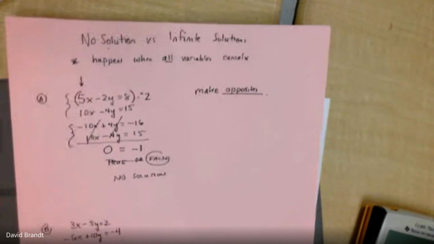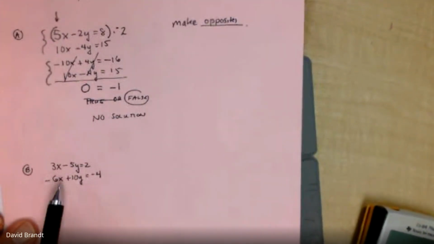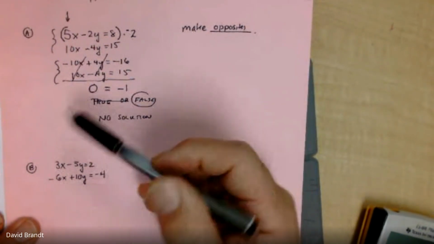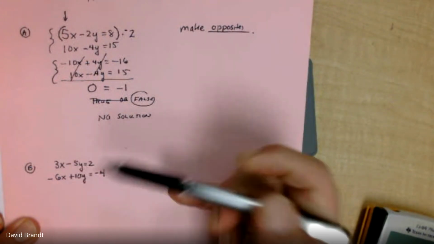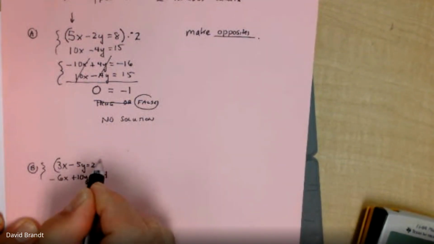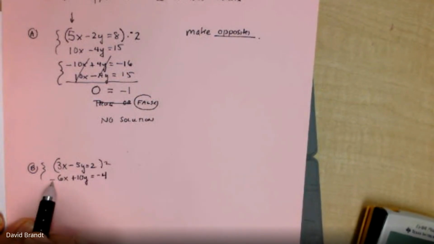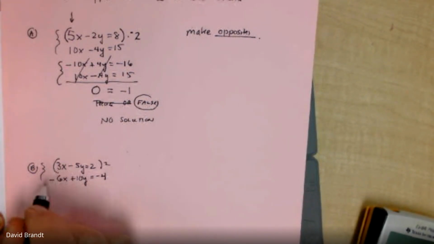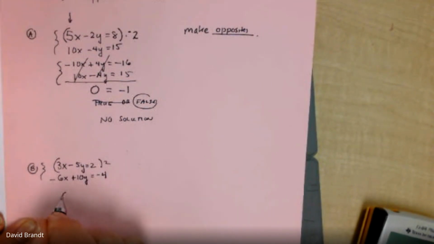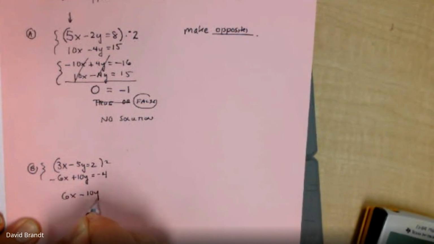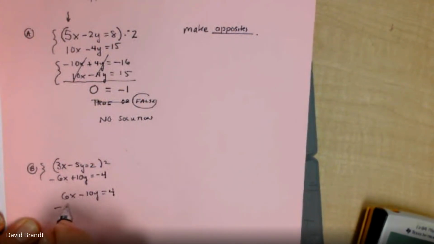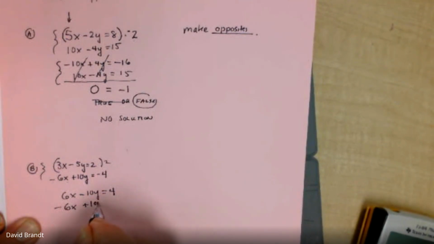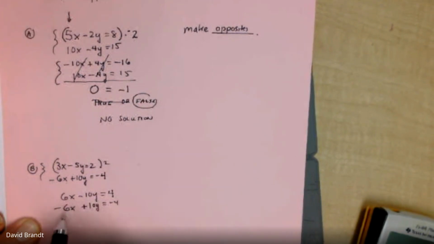Let's take a look at one more. All right. Again, I'm going to pick the x's on this one. If I can turn this into a positive 6, that'll be the opposite of negative 6. So I only need to multiply the top equation by 2. I already have a negative down here. I don't need to turn that into negative 6. So let's multiply that equation by 2. I'm going to get 6x minus 10y equals 4. The bottom equation stays the same. Negative 6x plus 10y equals negative 4. That's going to stay the same.